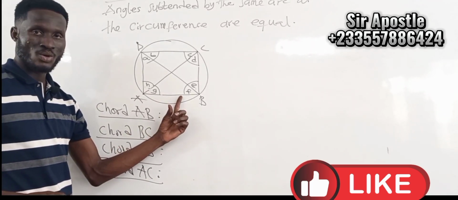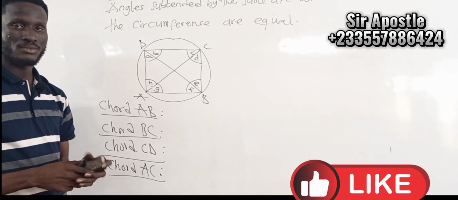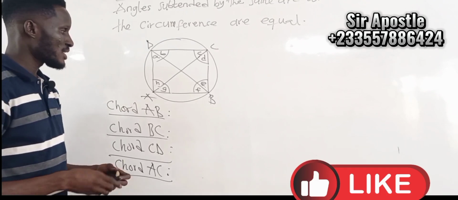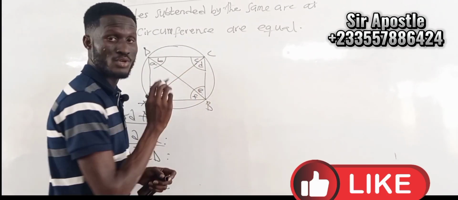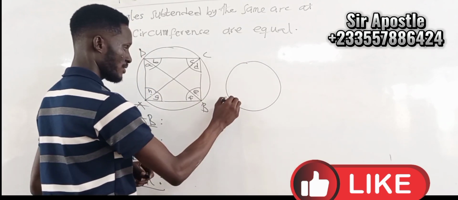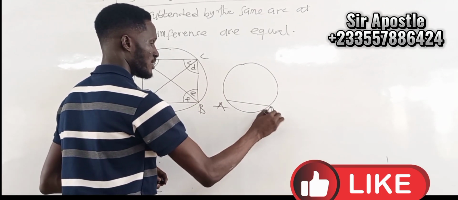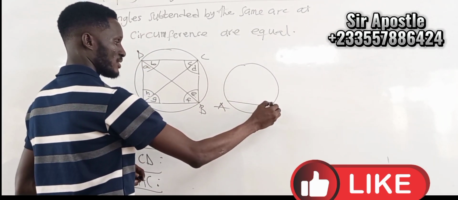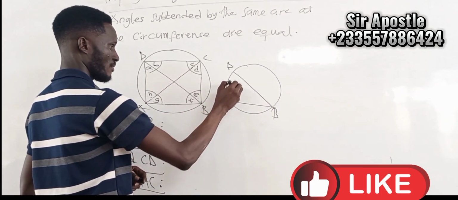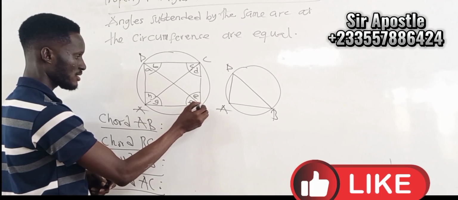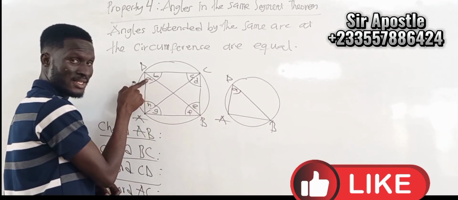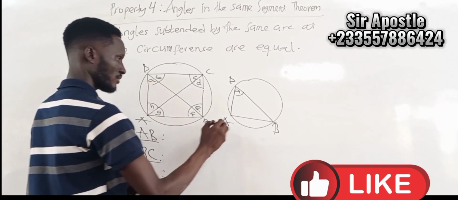Now, let me consider the chord AB. Look at it very well. You can pause it, then identify the angles that are the same. Now, let me draw it here so that you will see it clearly. So, the chord AB, this is our A, this is our B. Now, this chord forms an angle at D. So the angle formed is A. If you can see it very well, the angle formed is A.